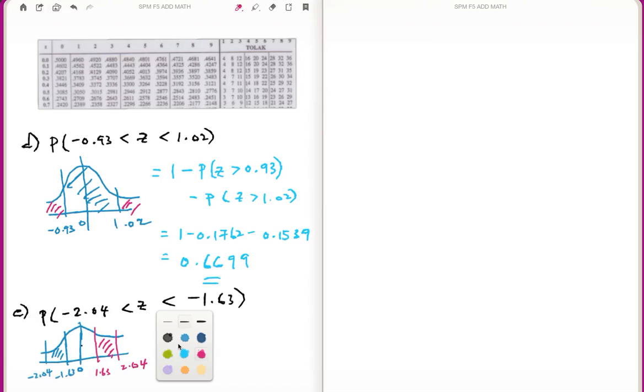symmetrical along this axis. So all you need to do is find out, therefore it will equal the probability of Z more than 1.63, subtract the tail, you subtract P(Z more than 2.04), so that it helps you look for the shaded area. If you look into your logbook correctly, 0.0516 subtract 0.0207. So therefore you get the answer 0.0309.